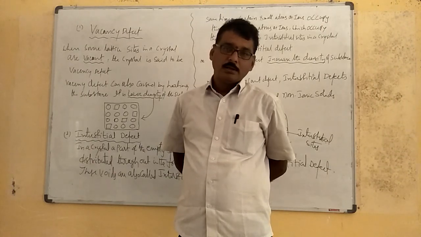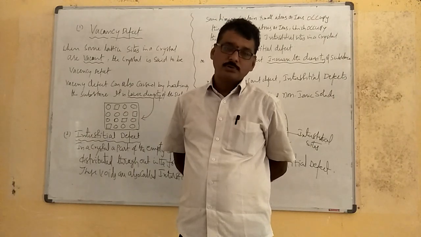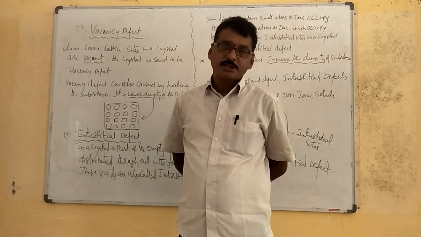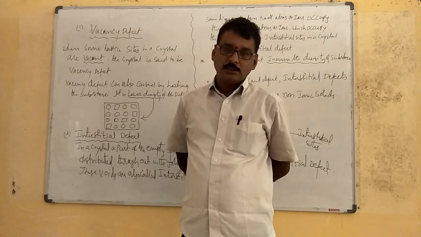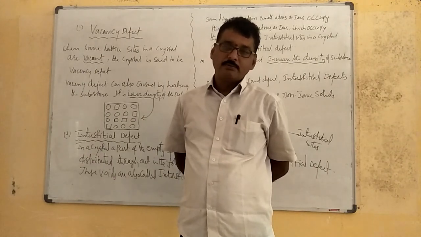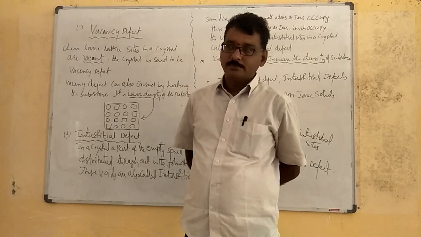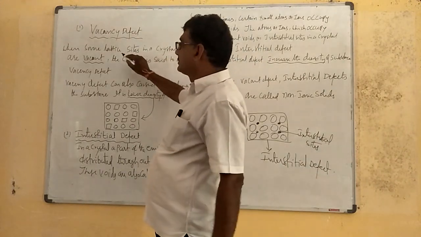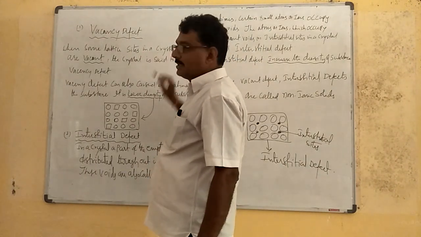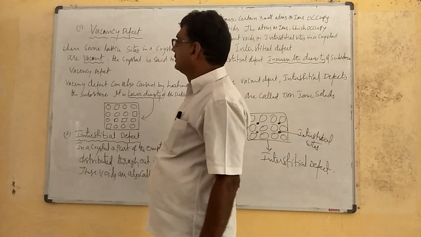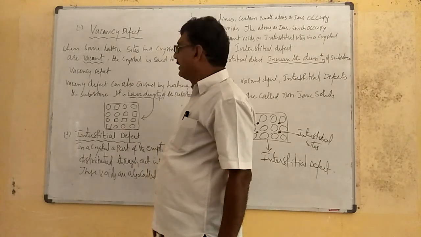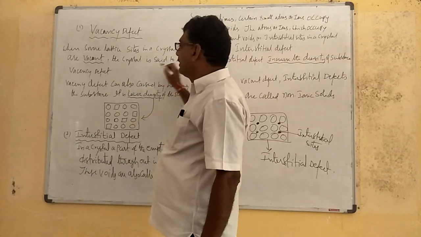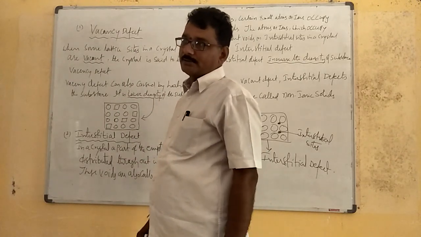Now today, non-ionic solids have two types. Number one is called vacancy defect, second one is called interstitial defect. Today I will explain the vacancy defect first, and then the interstitial defect. Vacancy defect means when some lattice sites in a crystal are vacant, the crystal is said to have a vacancy defect.